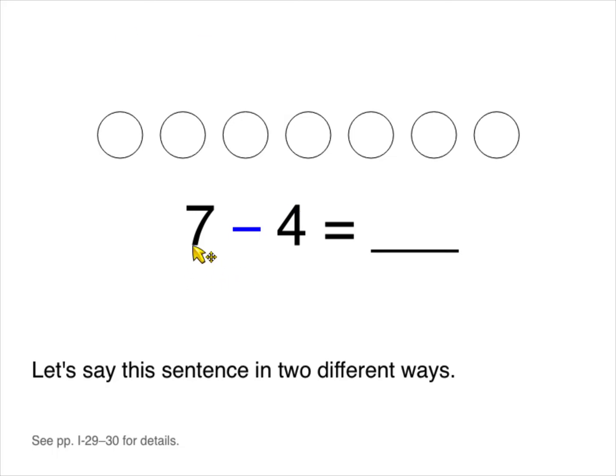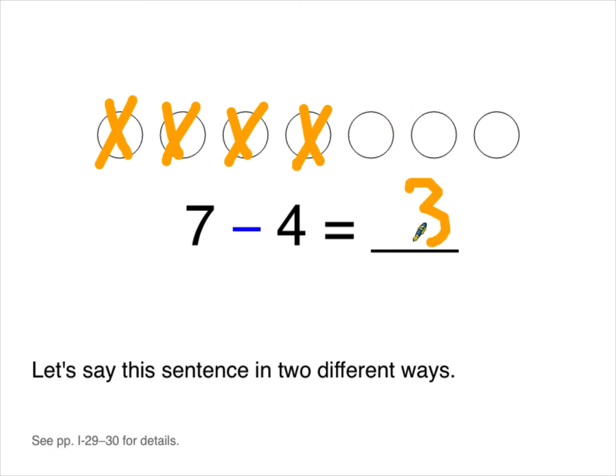So we started with 7. 1, 2, 3, 4, 5, 6, 7. And now we're going to take away 4. So how did we take away? We X them out. You can X them out at the front if you want. 1, 2, 3, 4. So we started with 7. We took away 4. How many do we end up with? 1, 2, 3. So 7 minus 4 equals 3. 7 take away 4 equals 3.